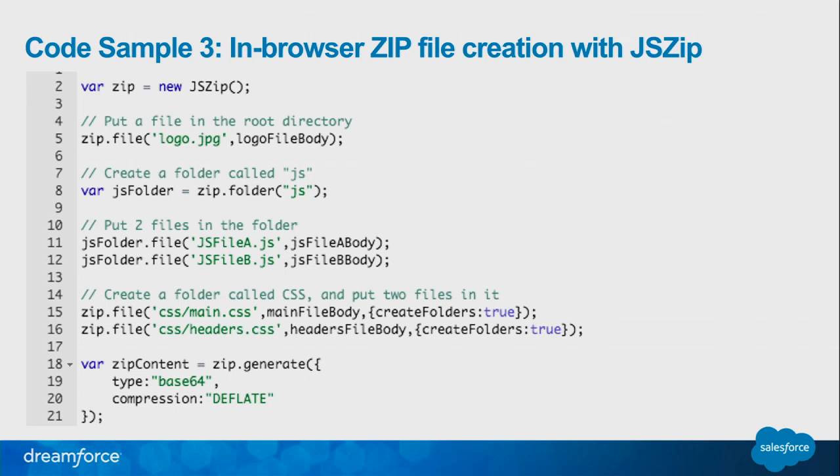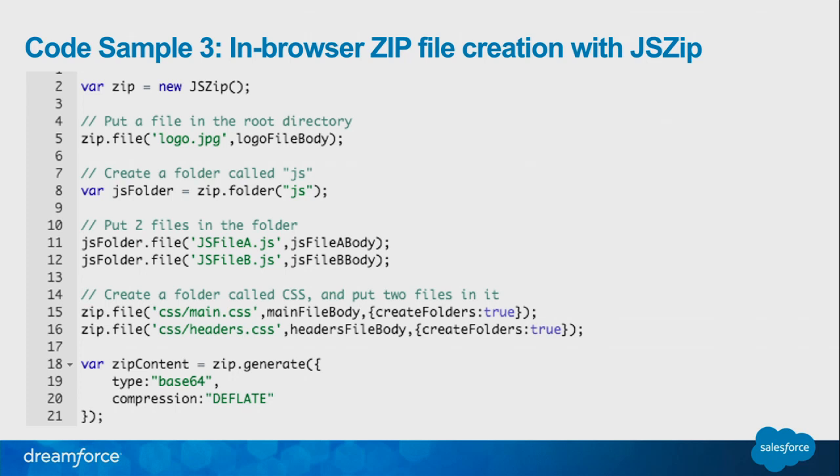And then if I want to put files in them, I just say folder.file. Now it's actually even easier than that though. Like on lines 15 and 16, you can just write the whole file's folder structure right into the file name, and it'll create those folders for you if you say createFolders true. They make it really, really easy to build zip files.